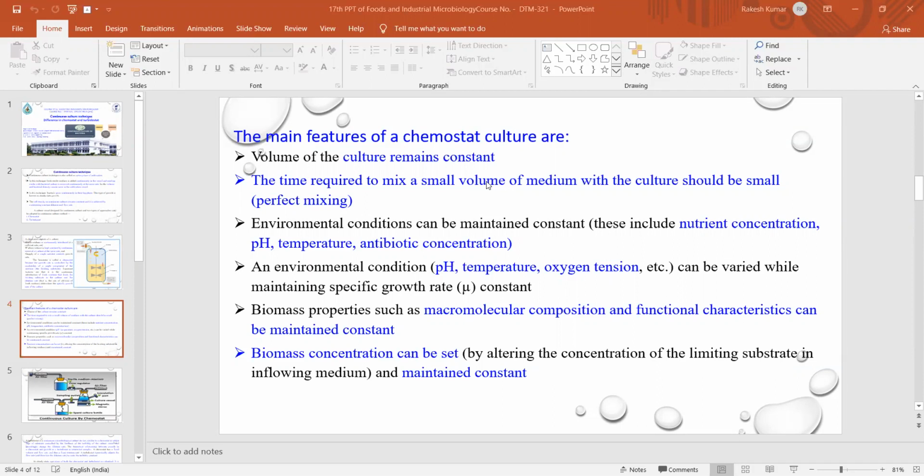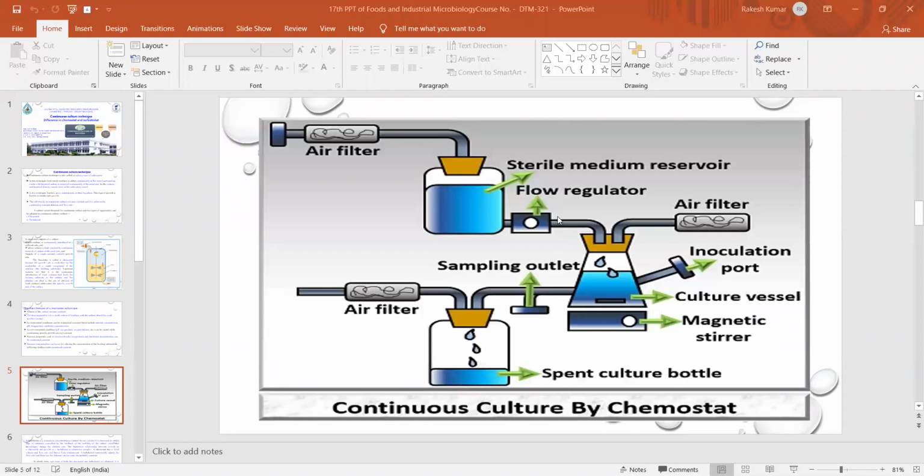And the biomass concentration can be set by altering the concentration of the limiting substrate in the inflowing medium and maintained constant. So just by having an idea about all these things, you can maintain a specific condition inside the chamber: what type of flow rate you have to maintain, and how much final product you have to take from the system.